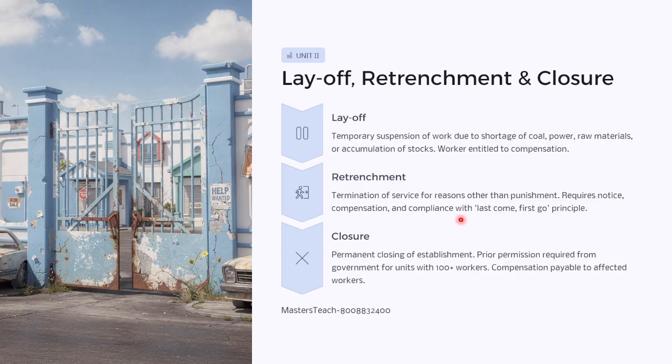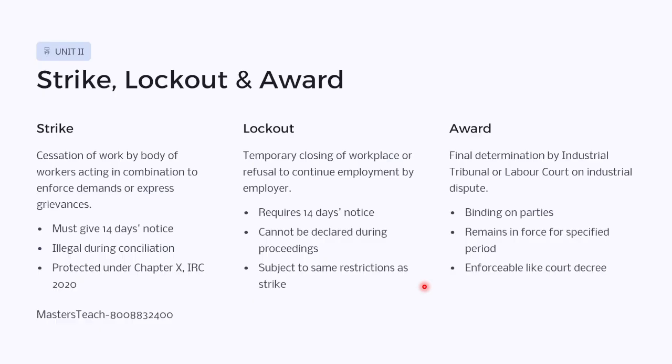It requires notice, compensation, and compliance with the last come, first go principle. Then closure: permanent closing of an establishment; prior permission is required from the government for units with 100 plus workers. Compensation is payable to affected workers. These are layoffs, retrenchment and closure.